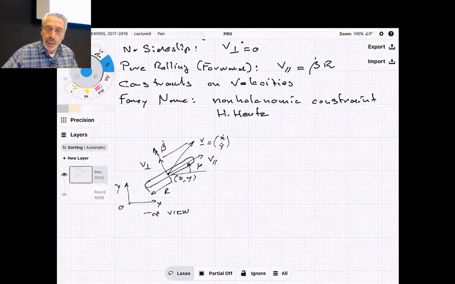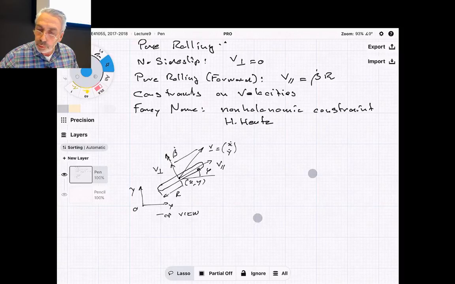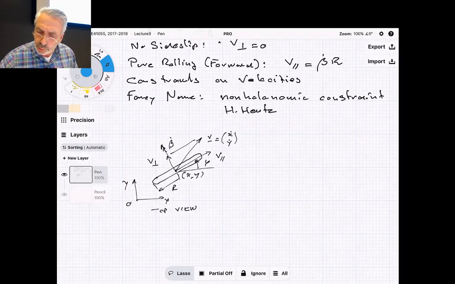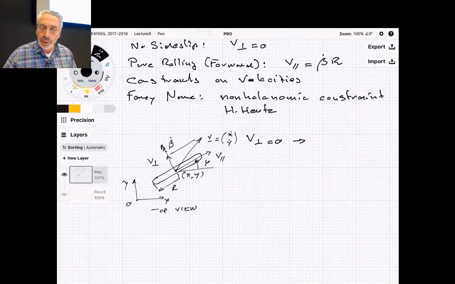So here we have again this figure, we have the conditions, and now we have to translate these to our coordinates and speeds which we have in the figure. Well, that's not so hard, right? The sidewards velocity, which should be 0. Now what is the sidewards velocity if we look at the figure?